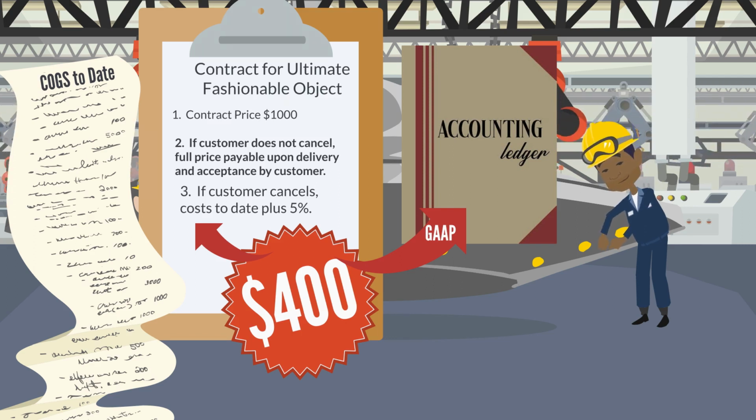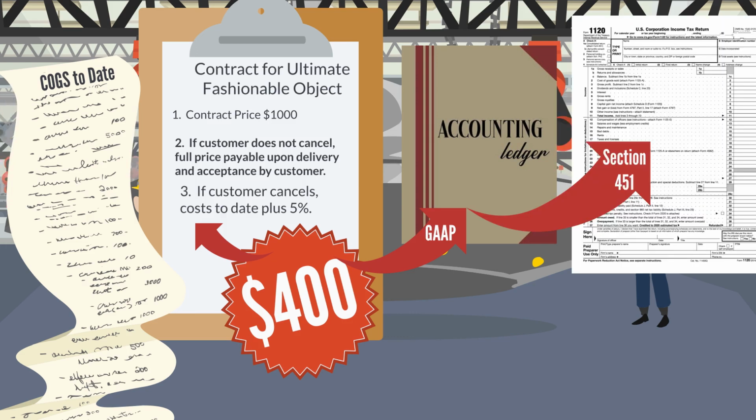Under the book conformity requirement of Section 451, you have to include that $400 in your taxable income in year one as well, even though it doesn't satisfy the all events test yet because contractually you have an enforceable right to the $400 that is being recognized for book purposes.